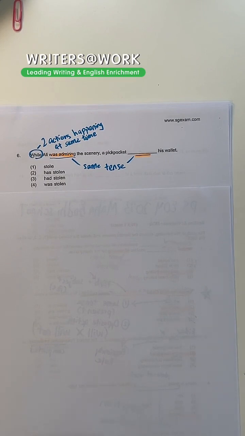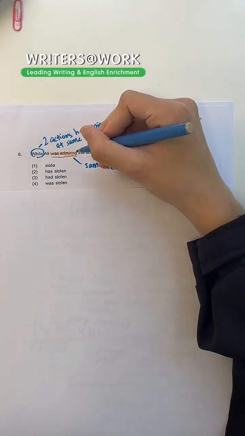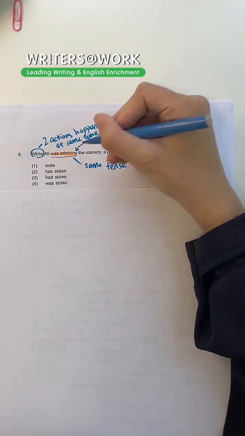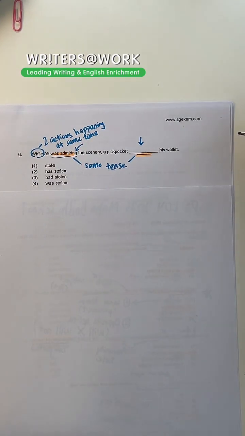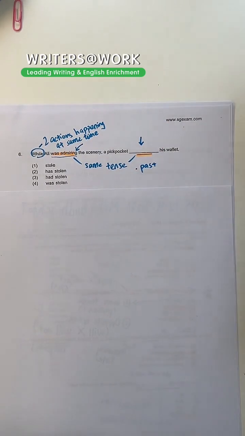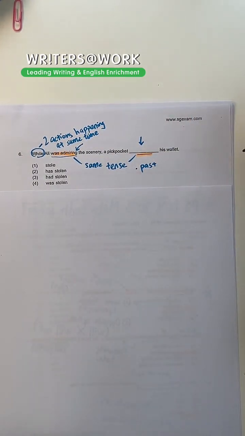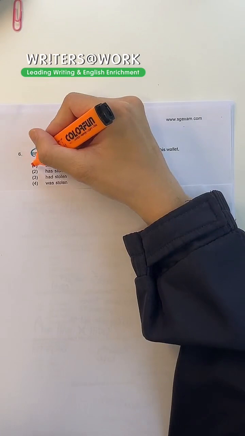Okay, so now in order to answer the tense over here, we need to take reference from the tense over here. Was admiring. Was admiring is in your past tense, right? Past tense. So that means the blank over here must also be in the simple past tense. Okay. And hence your option is option 1, stole.